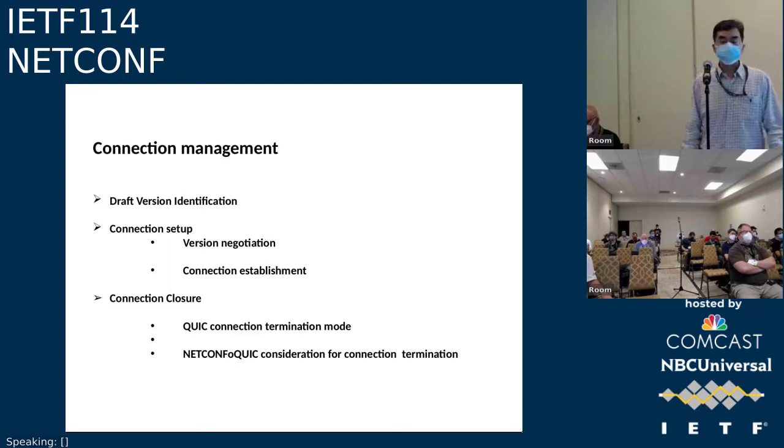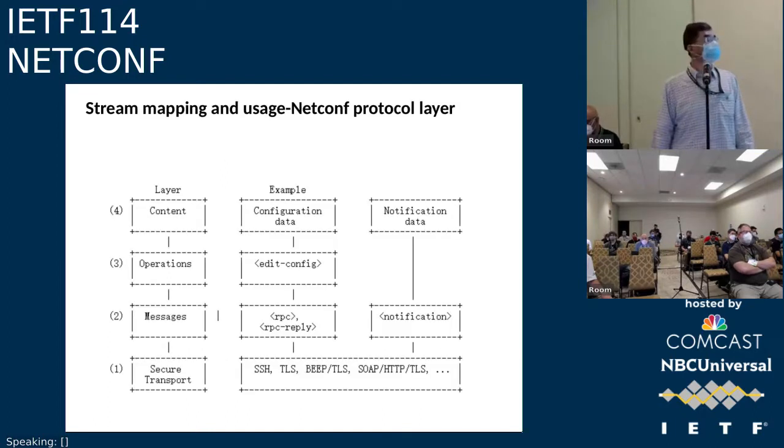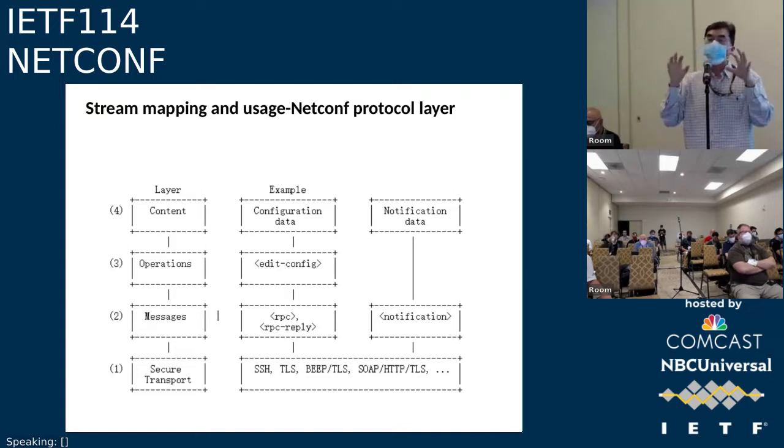Next page. Here we talk about some more details about those connections. In order to talk about those details, we give the protocol layers of NETCONF, basically described by RFC 6241. NETCONF has four layers: content layer, operational layer, message layer, and the secure transport layer. Here we focus on the communications between the manager and the agent. This communication is RPC based, and one type of communication is bidirectional.